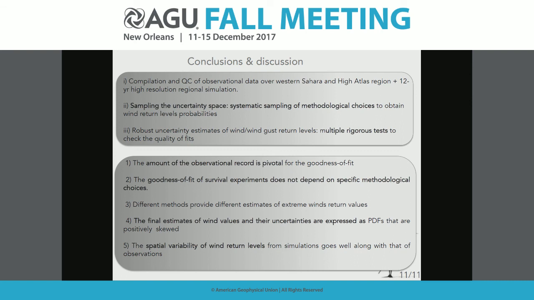So we've seen that the amount of the observational record is essential for the goodness of fit, as we could expect. The goodness of fit of the survival experiments does not seem to depend on any specific methodological choices, but we have seen that different methods, as expected as well, provide different estimates of extreme wind return values. So we wanted to provide a probabilistic representation of this uncertainty. And we also saw, based on the simulation, that the spatial variability of the wind return levels from the model goes well along with that of the observations and follows essentially the orography there. So yeah, that was it, thank you.